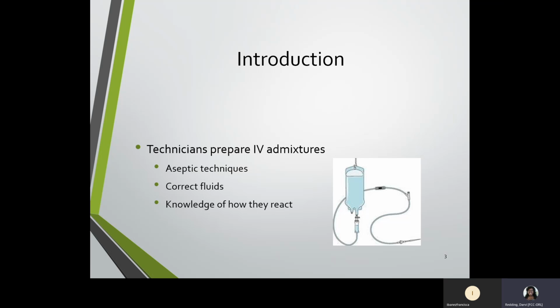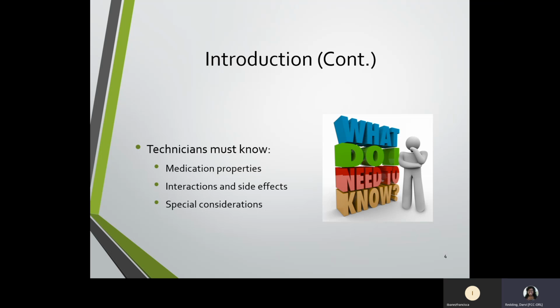So in today's presentation, as we continue to learn more about medications that are used in IV prep, there are some important things that need to be known. One of the main things is how technicians prepare the IV mixtures, and this can be done using aseptic techniques such as garbing and aseptic hand washing, making sure that the technician knows the correct fluid to use, also knowing how a person would react and having knowledge of the IV medication that's being selected.